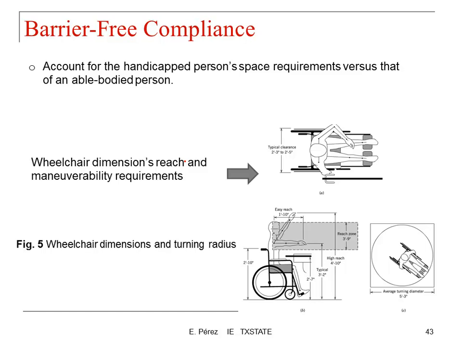So in terms of the design, you need to account for the handicapped person's space requirements versus those of an able-bodied person. So we have here some of the requirements for a person in a wheelchair. So wheelchair dimensions, reach, and maneuverability requirements. In terms of reaching, we have some measurements here. So from this height to this height, this is 3 feet 9 inches.